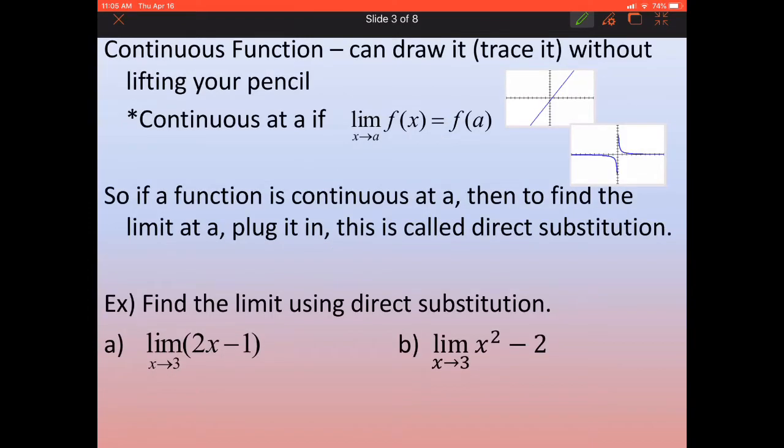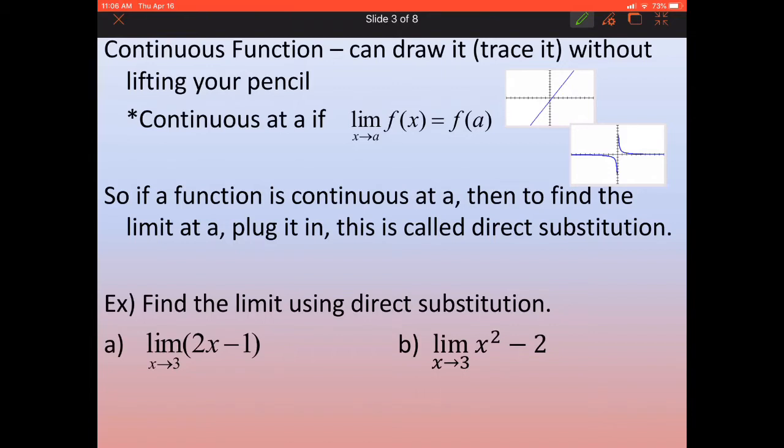All right, so now let's talk about doing this, and we can really do these without always having to graph them. There are algebraic ways to do this, but first off, if a function is continuous, that will be helpful in how we find our limit. We knew that if a function was continuous, you can draw it or trace it without lifting your pencil. That really wasn't a definition, that was just more of a geometric or graphic description.